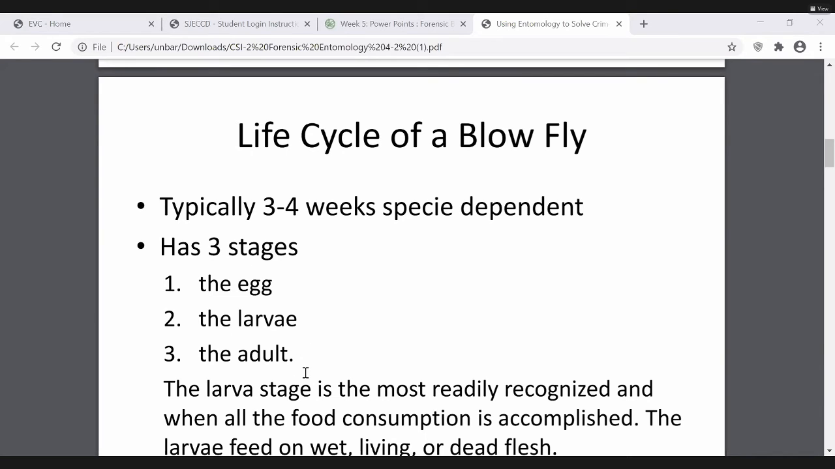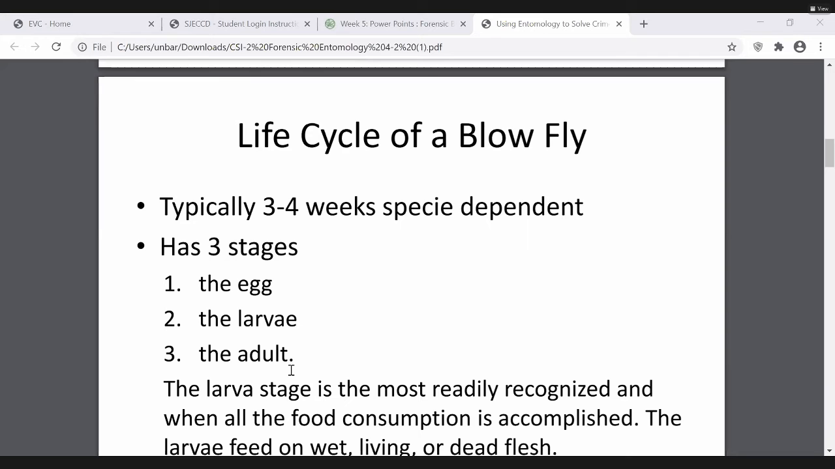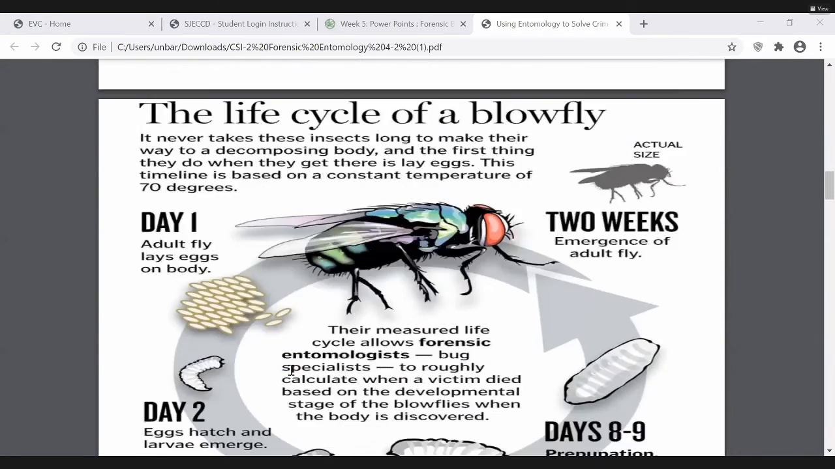Now, you can tell the time of death by knowing at what stage the larva or the adult is, okay? So the larva stage by far is the most recognized stage, and they consume all food, and then the larva will start to feed on wet, living, or dead flesh, okay? So the larva will eat pretty much anything, okay?